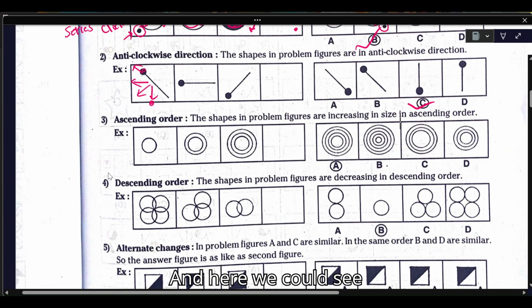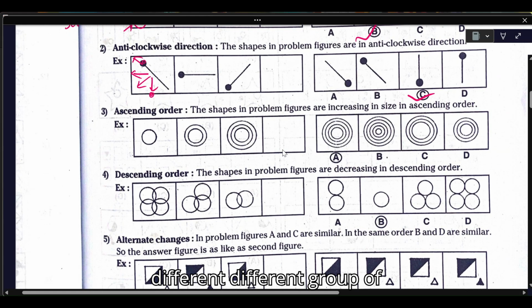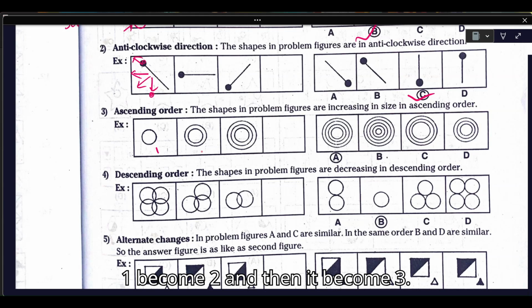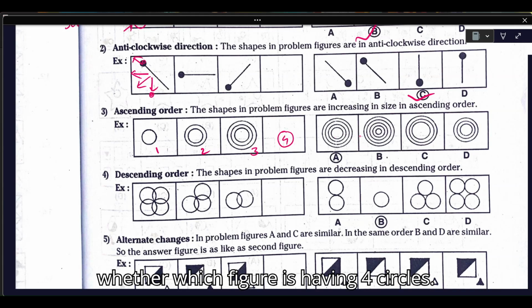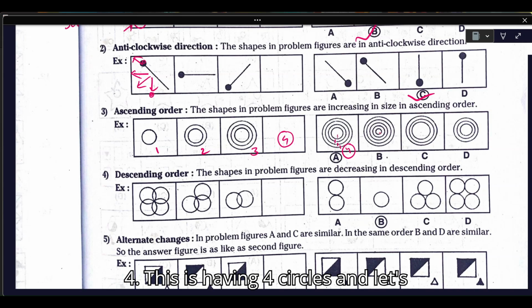And here we could see a different group of circles. Here we have only one circle, and one becomes 2, and then it becomes 3. So what will be the next? Obviously it will be a count of 4. So check which figure has 4 circles. 1, 2, 3 and 4. This has 4 circles. Let's count here. 1, 2, 3, 4, 5. So this is 5, so it is not. 1, 2, 3, this is not. 1, 2, 3, this is not. So obviously our correct answer is option number A.